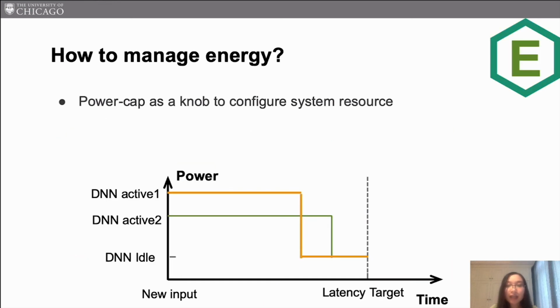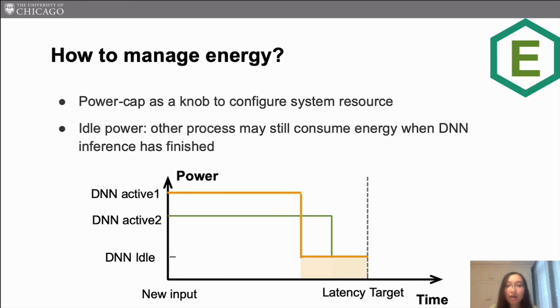Finally, let's go to the energy. We use power cap as a knob to configure system resources. As we receive the input periodically, we also have to account for the idle power. When the DNN inference has finished, other jobs on the computer may still consume energy.